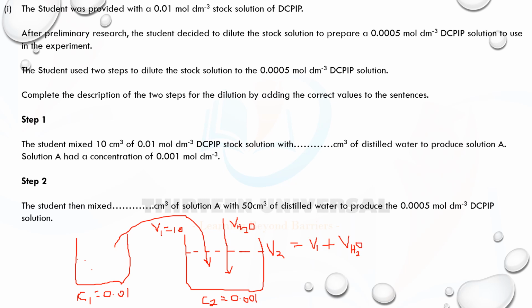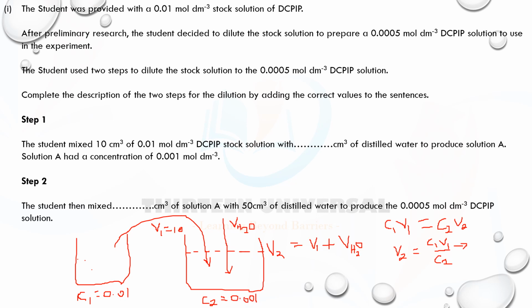V1 has been given to us. But don't forget, guys, the dilution formula, C1 V1 equals C2 V2. Very important. Now, we're looking for V2 here. Therefore, V2 will be equal to C1 V1 all over C2. Good. So get your calculator, let's punch some figures. My C1 is the stock concentration, 0.01. V1 is 10 cm cube, the amount of stock I'm using. And C2 is the concentration I'm producing, which is solution A.